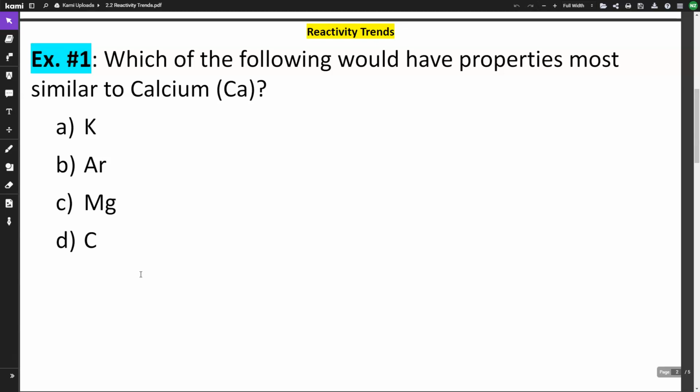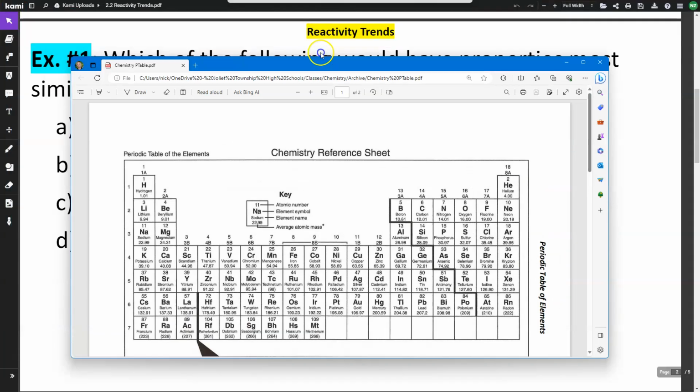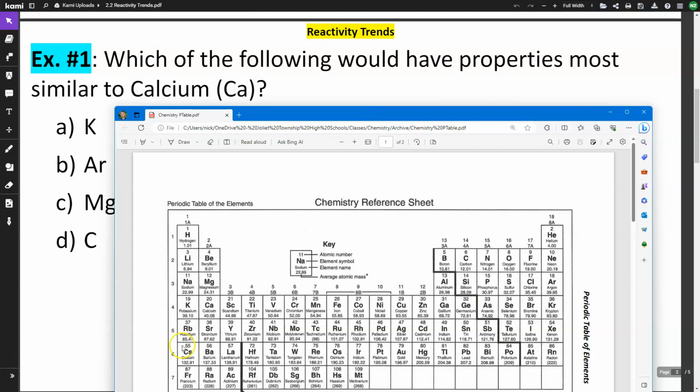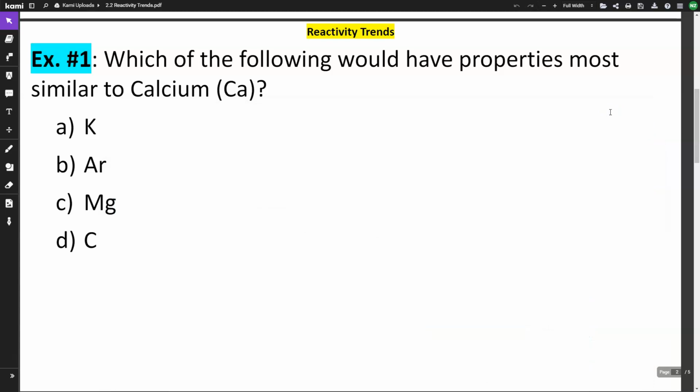So with just that fact, which of the following would have properties most similar to calcium? Let's see where these are on the periodic table. We have calcium, which is right here in group 2. Potassium is in group 1. Argon is way over here in group 8. Magnesium is in group 2, the same as calcium. And then carbon is in group 4, so that's not going to work. Magnesium and calcium are in the same group, so magnesium would be the best fit here.